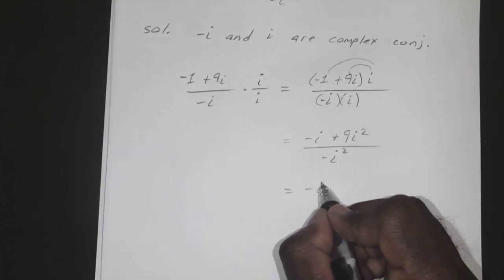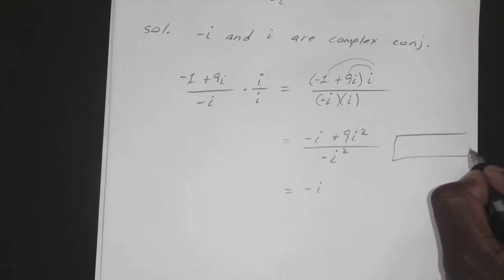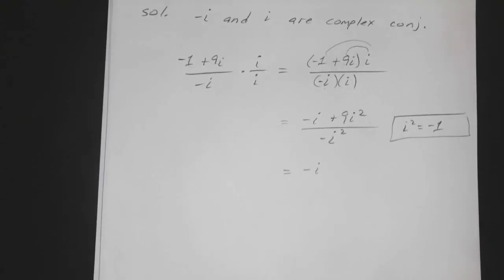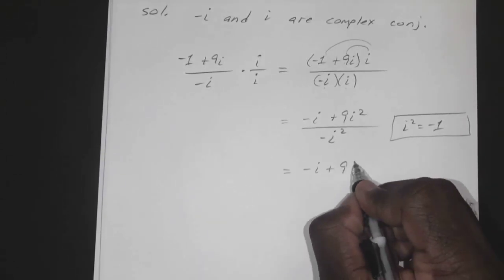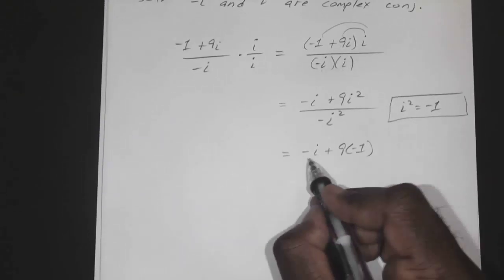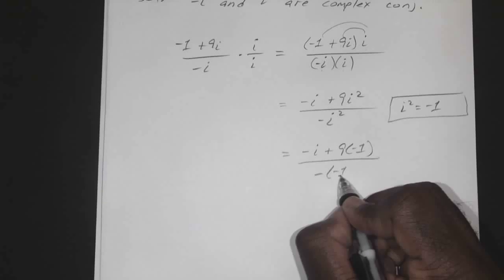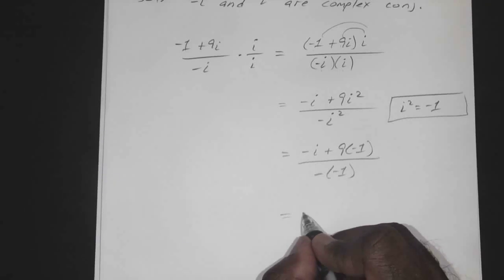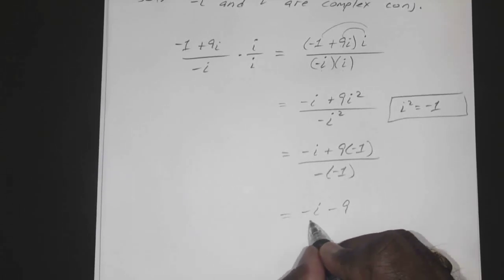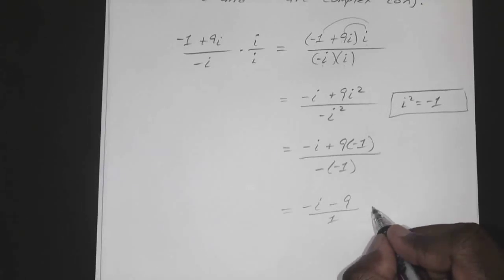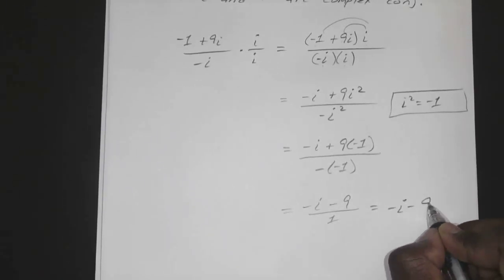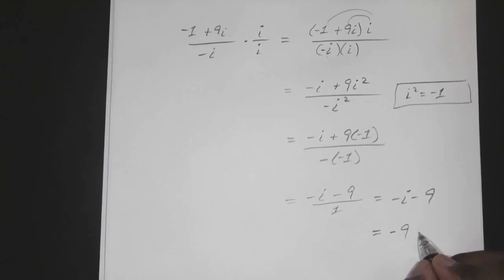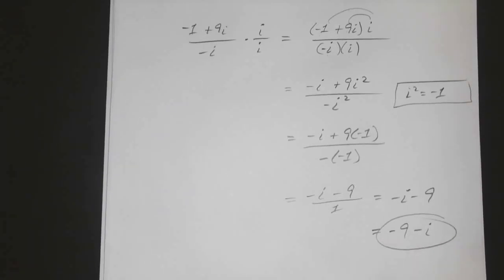So that's going to equal negative i. You have to remember that i squared is negative 1, so that's plus 9 times negative 1, over negative 1. That gives us negative i minus 9 over 1, which is negative i minus 9. But if we want it in the complex form, it's negative 9 minus i. So it's just kind of switching it up.